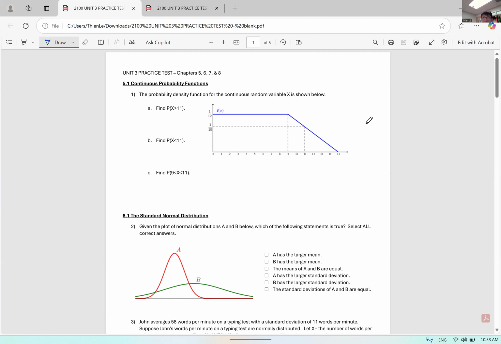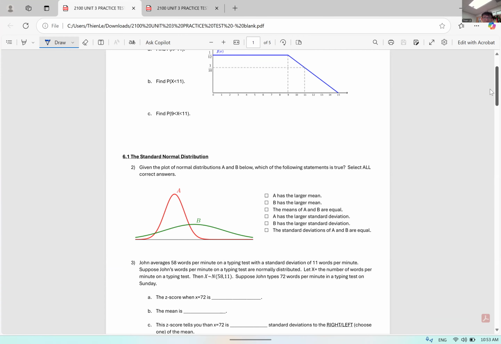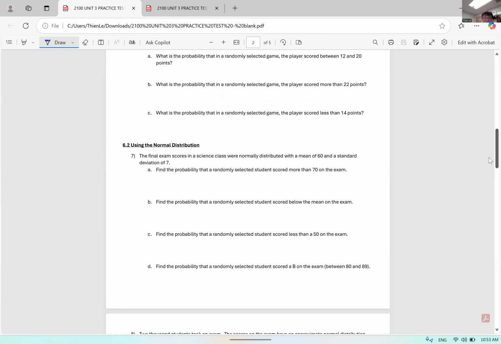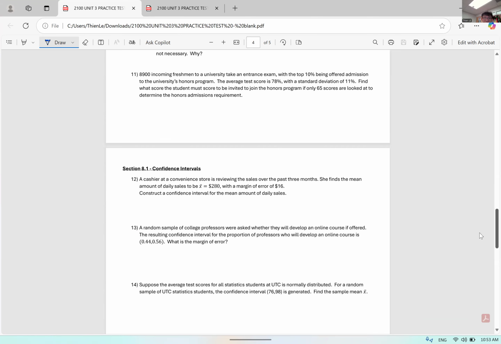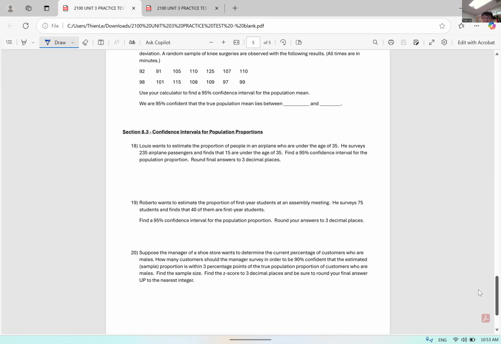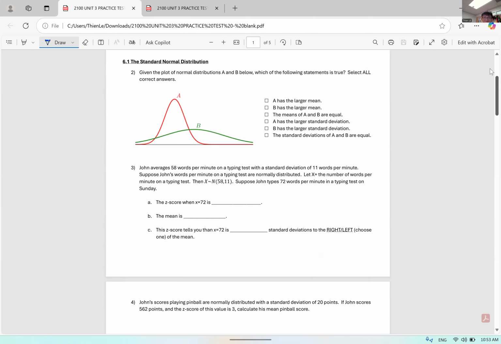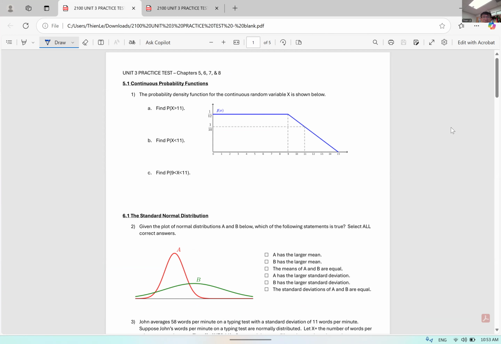So you can see like our practice testing, we have problems related to all chapters here, 5, 6, 7, and 8 here. Okay, so let us walk through each problem. So for the first problem here, you have a probability density function of a continuous random variable, the PDF, right? The density function is the blue curve here.